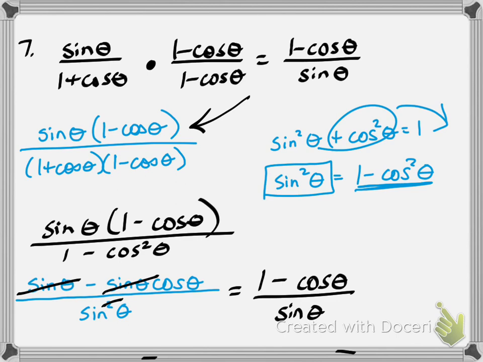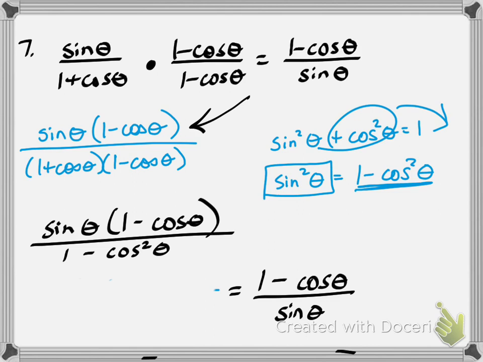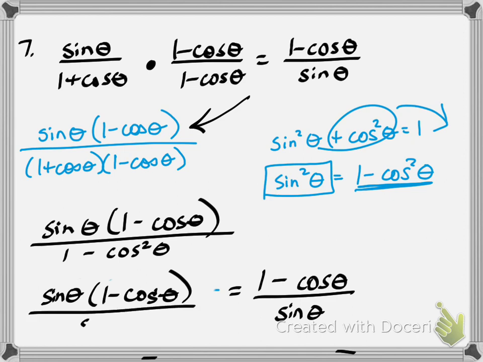And then this next line, I would not have distributed it. It would have still been over that sine squared that we got. And then if you liked that better, you could divide a sine and a sine out, and you still would have gotten the same answer.